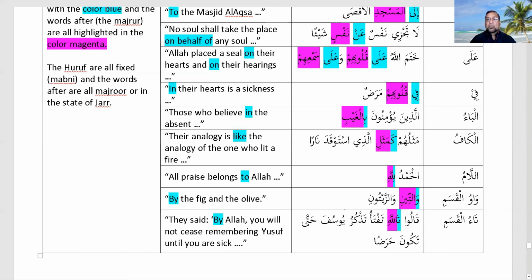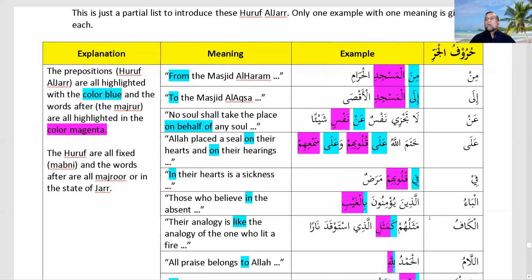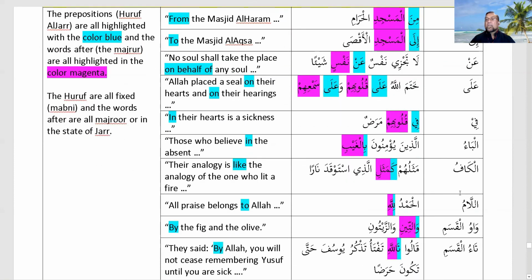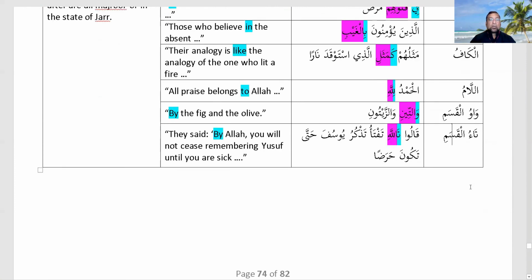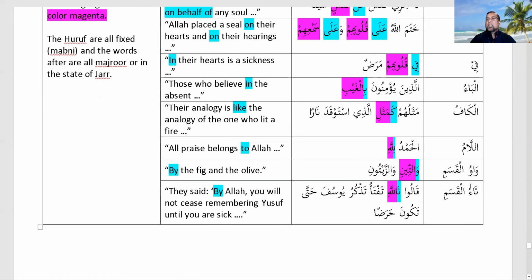The 9 brothers of Yusuf who returned to their father Yaqub and said to him, Tallahi, by Allah, tafta'u tadhkuru Yusuf, you will not cease to remember Yusuf until you become sick or you destroy yourself. So they were upset with their father that he hurt so much for the loss of Yusuf alayhi salam. So this is 1, 2, 3, 4, 5, 6, 7, 8, 9, 10. And these are the 10 most popular Huruf AlJarr used in the Quran.